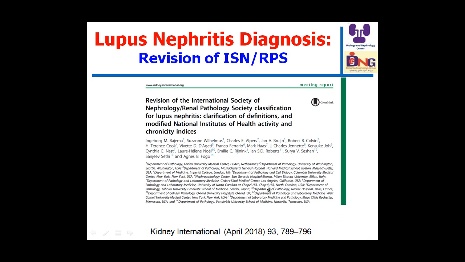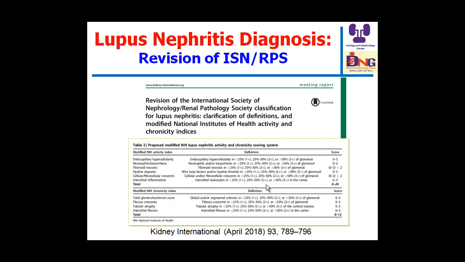But the most important information published this month, in the Kidney International issue of April 2018, is the revision of the International Society of Nephrology, Renal Pathology Society classification for lupus nephritis, with clarification of definitions and modified National Institutes of Health activity and chronicity indices. So for the activity and chronicity indices, as I mentioned in the first part, here is endocapillary hypercellularity. This is the preferred term.